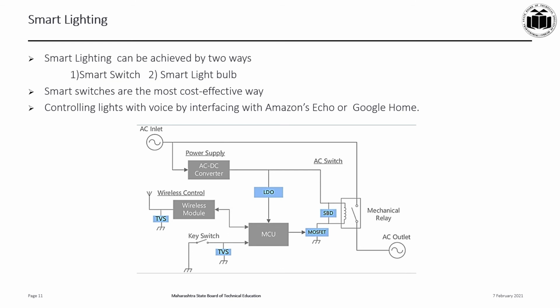Fifth component of smart home is smart lighting system. Smart lighting can be achieved in two ways. One way is by using the smart switch and the second way is by using the smart light bulbs. Smart switches are the cost effective option because you do not need to replace every light bulb in the home. Smart light bulbs are more expensive than replacing a few switches.